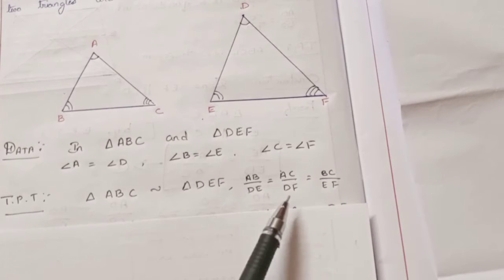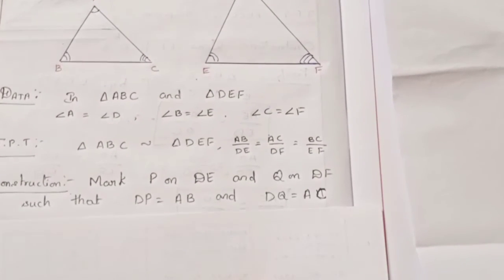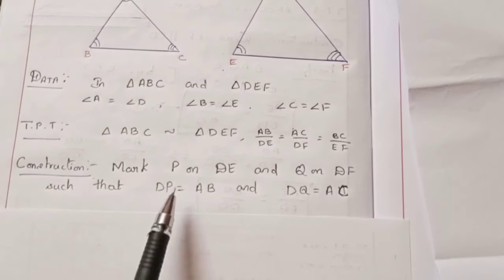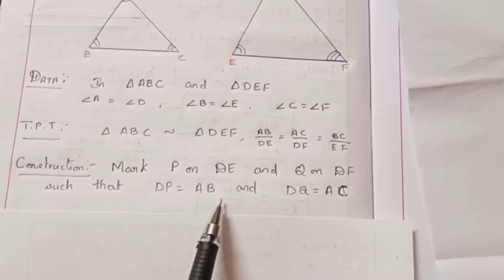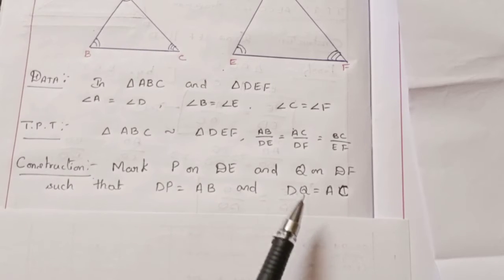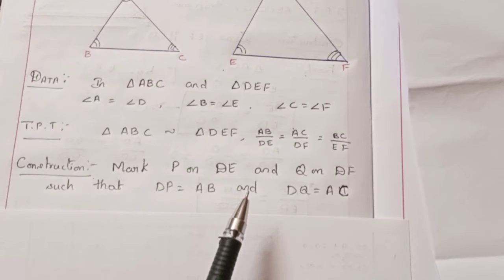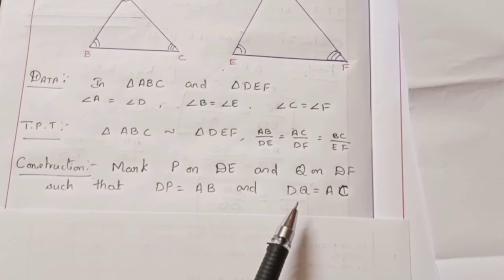So to prove this one, we are doing a small construction. What is that construction? Mark P on DE and Q on DF such that DP is equal to AB and DQ is equal to AC. Why do we need to mark this? Because we are solving this proof not by similarity criteria. We are going to solve this by congruent triangles. So we are taking the concept of congruent triangles.